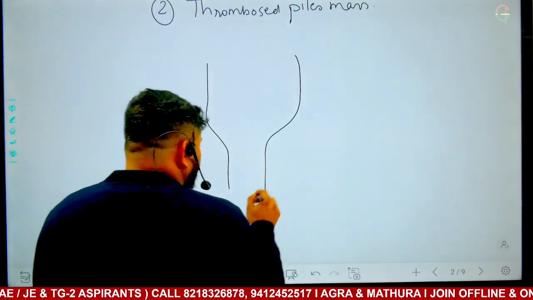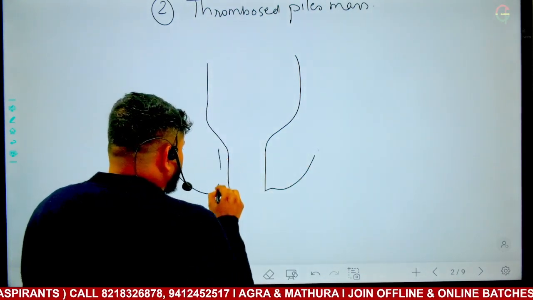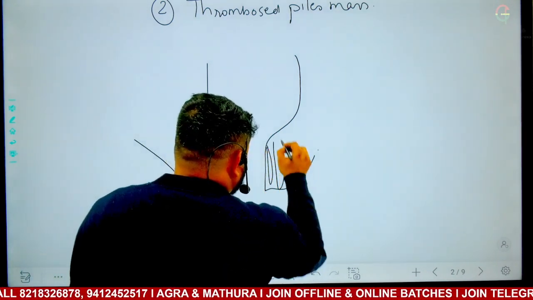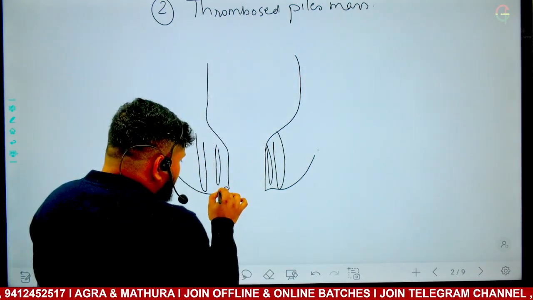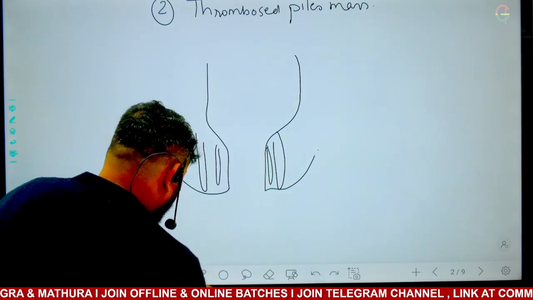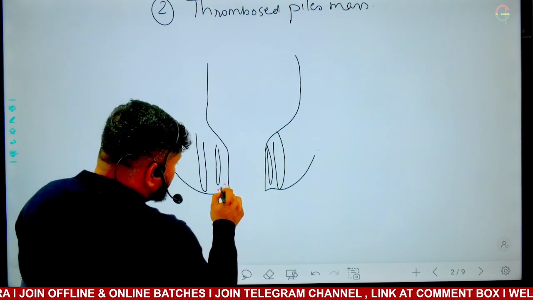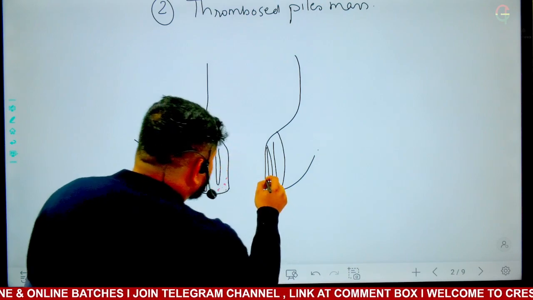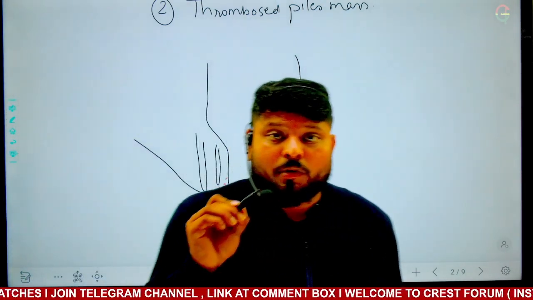In an anal canal, this is internal, this is external, this is external. Superficial, there is a subcutaneous blood supply at the anal verge.